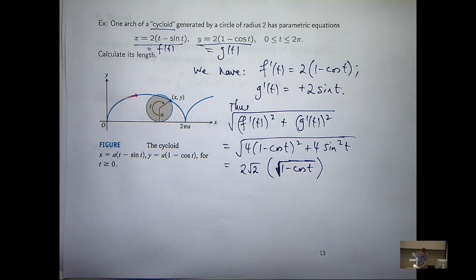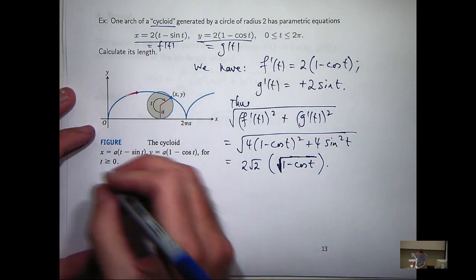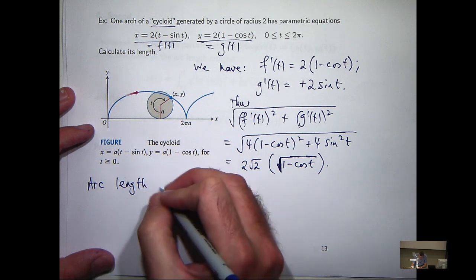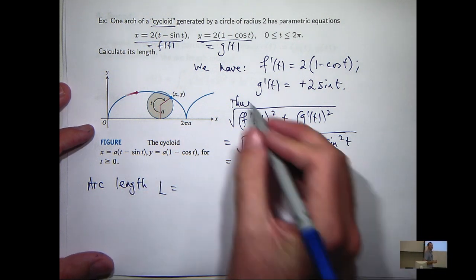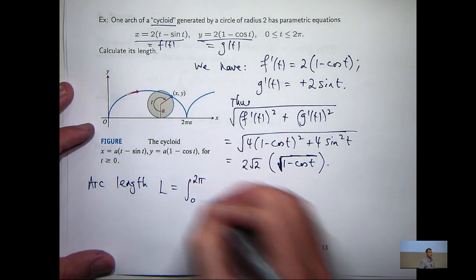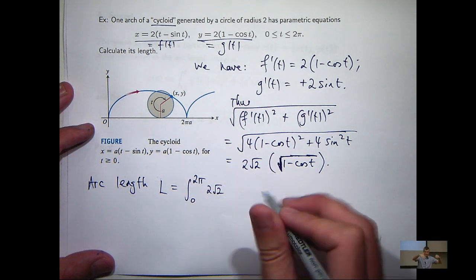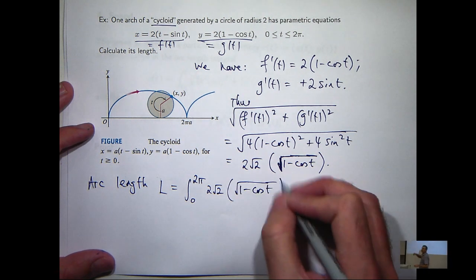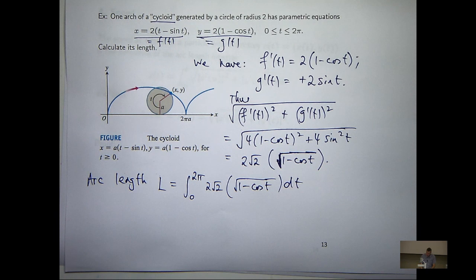So let's write down our arc length. So it's the integral of this with respect to t. Uh-oh. How do you integrate square root of 1 minus cos t?